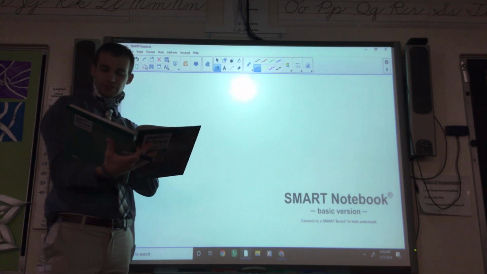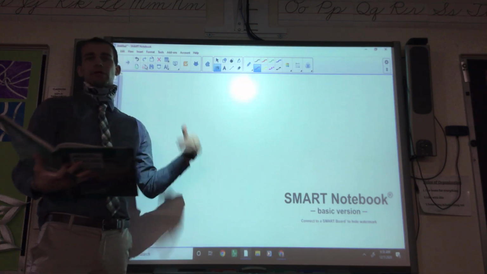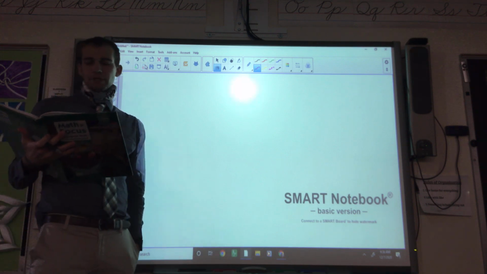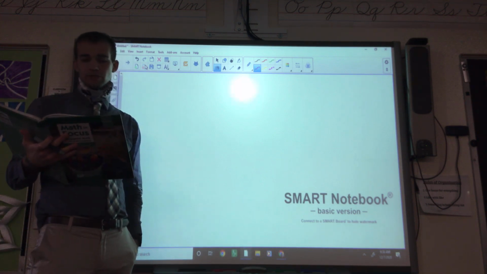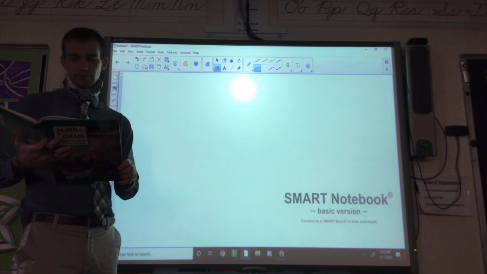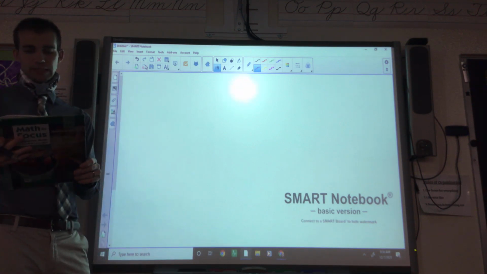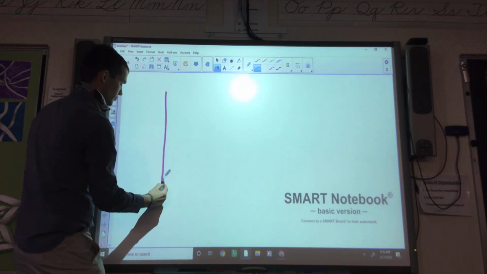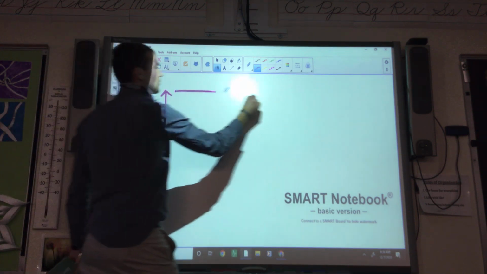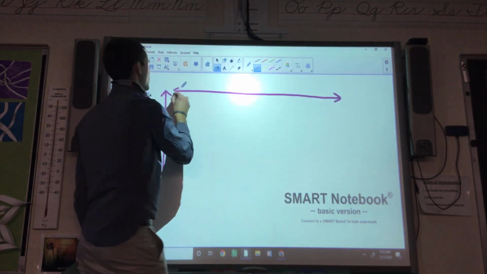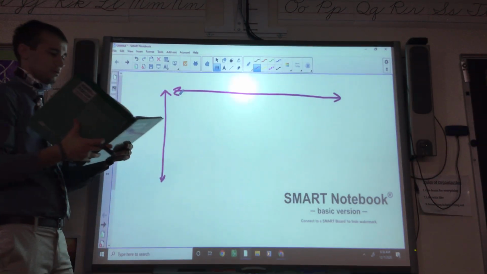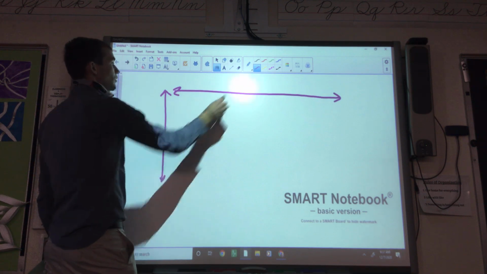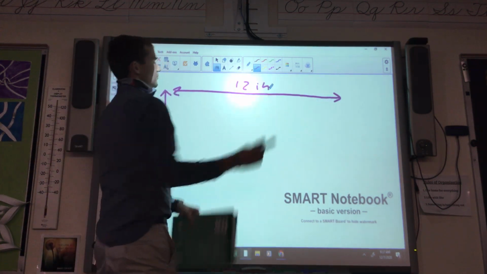So page 96 is talking about application to real world problems. Example 13 on the top: Angela is making a paper box using a piece of rectangular paper. The dimensions of the rectangular paper are 9 by 12 inches. So this one's 9 inches. This one's 12 inches.